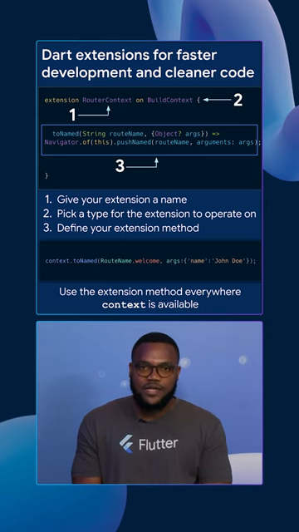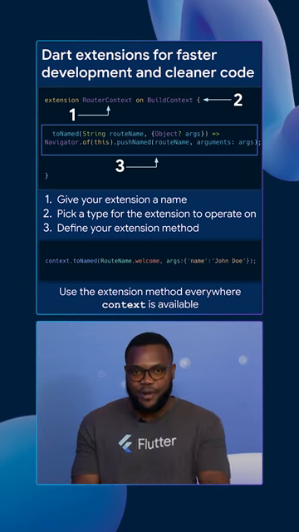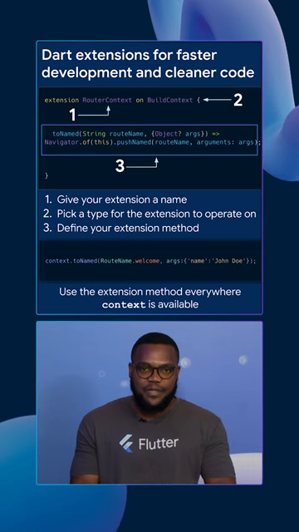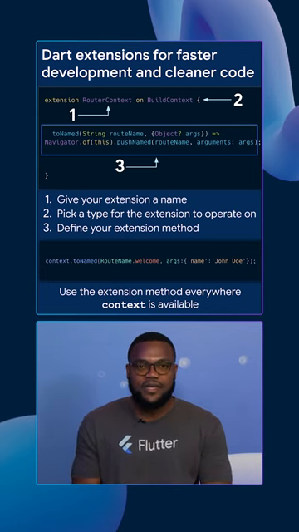Then decide which type your extension will operate on, BuildContext in this example. And finally, write your extension method body. In this particular example, our method sends users to a new screen with the arguments provided. Now you can use your extension method anywhere context is available.